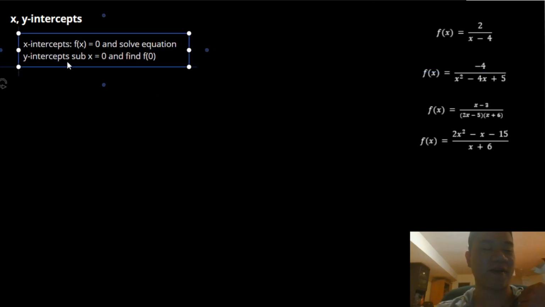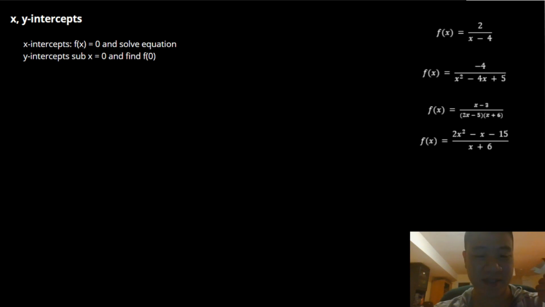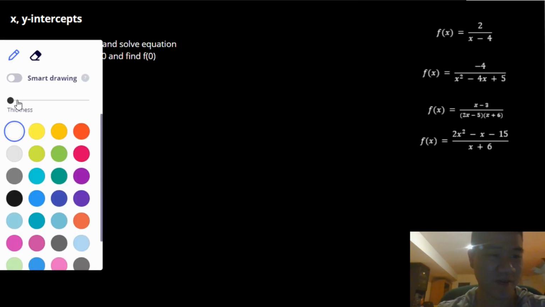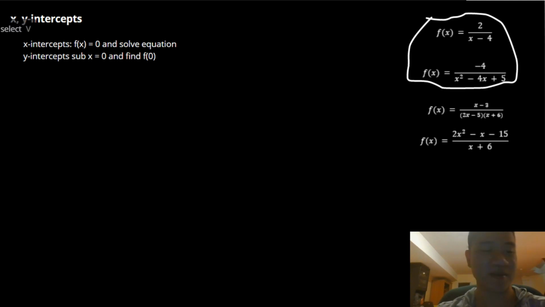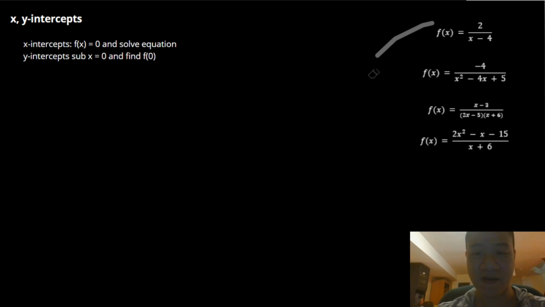So the y-intercepts are not very interesting. You just substitute 0 and you find the number. But the x-intercepts are slightly more interesting for rational functions, because sometimes you actually won't get any. We'll do those examples right now. So over here we have 4 examples. We're going to do the first 2, because these will illustrate the cases where we don't have any x-intercepts. So let's do them.